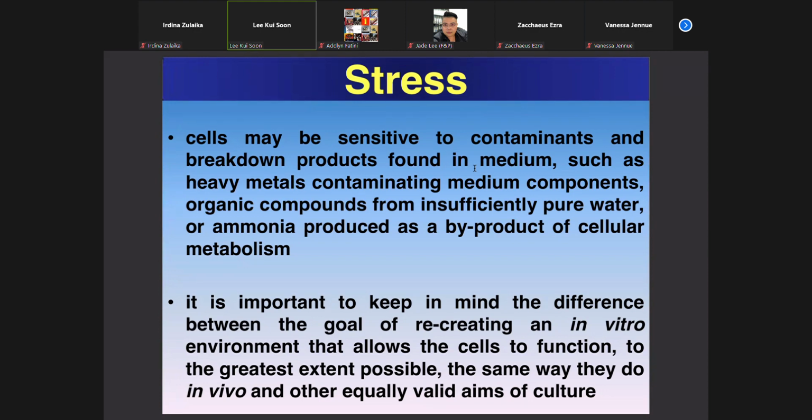And that's why it is important to keep in mind the difference between the goal of recreating an in vitro environment that allows the cell to function well to the greatest extent possible, the same way that they do in vivo, and other equally valid aims of the culture. So when you do cell culturing, always remember that you want the environment that can mimic the actual environment of the cell in vivo, so that the cell will continue to survive and continue to replicate. This is the ultimate goal when we do animal tissue culture.